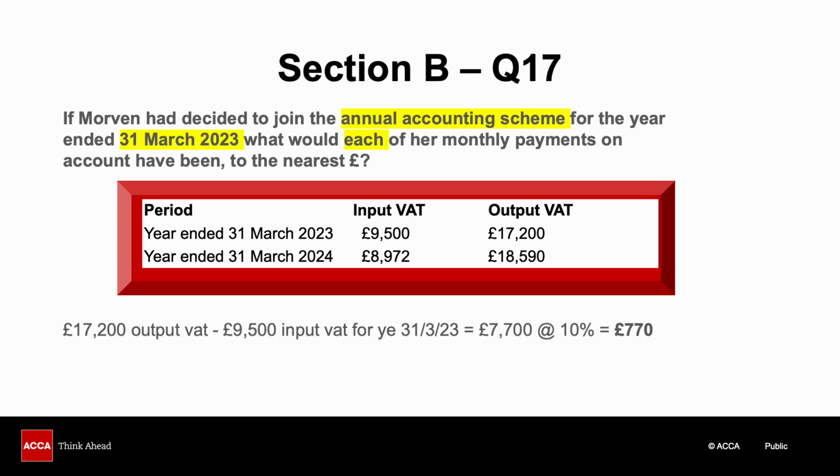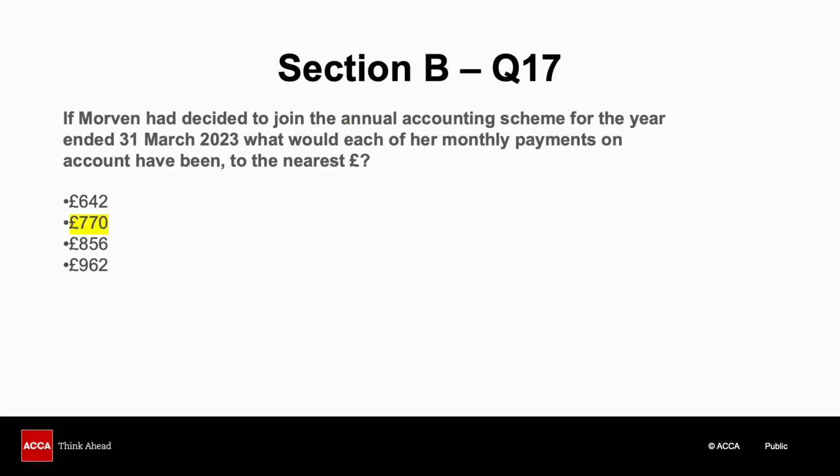We would have taken the information from the question around the output VAT for that year and the input VAT. We'd have taken the difference between those to get the overall VAT liability for the year. Each individual monthly payment would have been 10% of that amount of 7,700, so £770. So just watch, the question was asking what each of our monthly payments would have been, not what the total amount would have been. So the answer is £770 then.